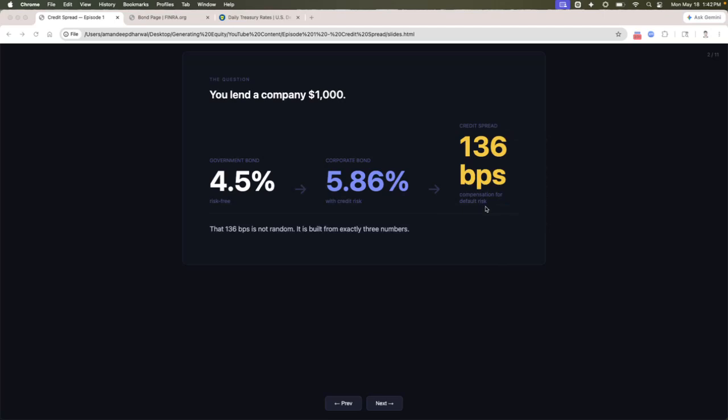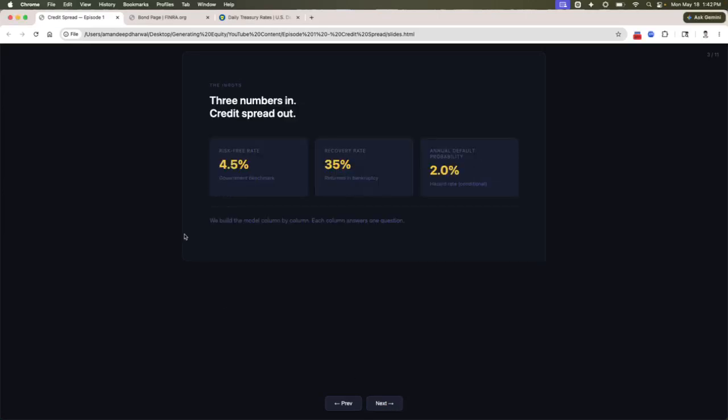And as you can see, it's the compensation for risk. But what explains this risk? For this, we'll also build it in the spreadsheet, it can be explained using 3 numbers. First is the risk-free rate, which you saw is 4.5%. Second is the recovery rate, which is just 1 minus the loss rate. We assume that if the bond defaults at any point of time, you'll only be able to recover 35% of the money. And finally, the annual default probability. This is also called the hazard rate. It's conditional. We'll see how that works in the model, and that number is 2% for now.